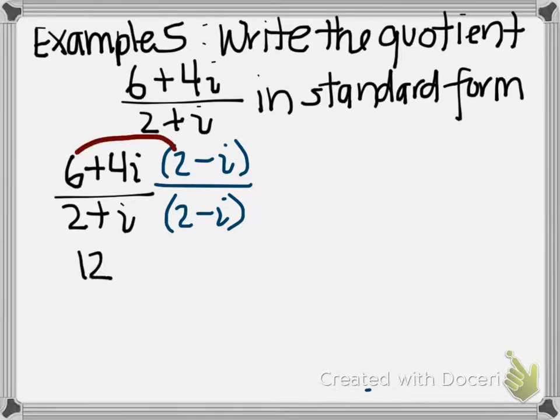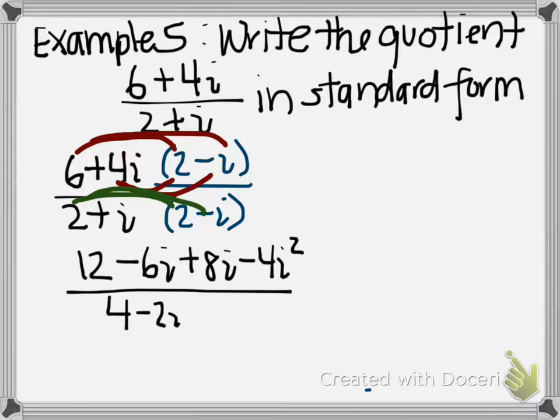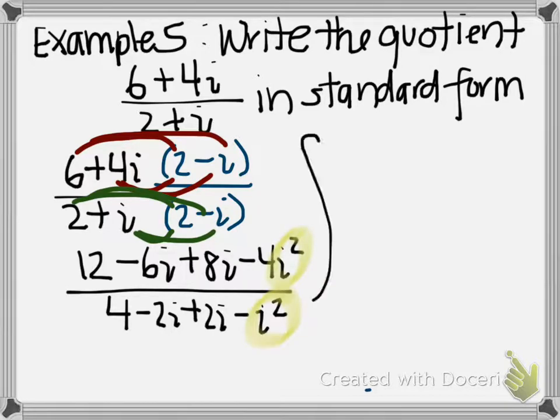So again, 6 times 2 is 12. Then 6 times negative i is negative 6i. Then we have 4i times 2, which is positive 8i. And then we'll take the last one, which gives me negative 4i squared. On the bottom, we do the same. So again, 2 times 2 is 4. 2 times negative i is negative 2i. And then 2i, and we get negative i squared. But again, we don't like to have these i squared, so we have to simplify those.